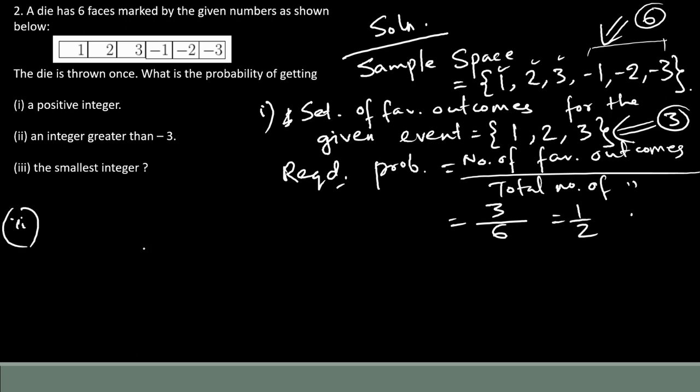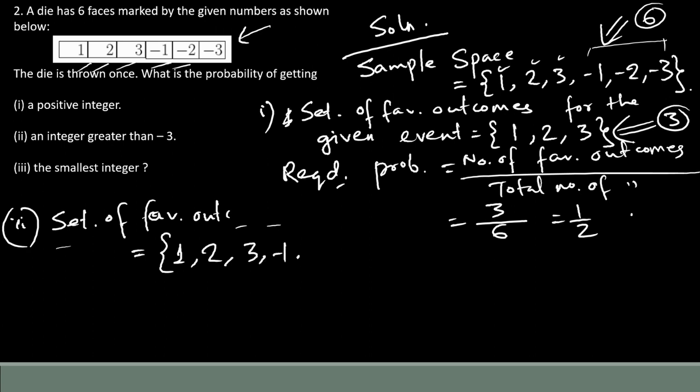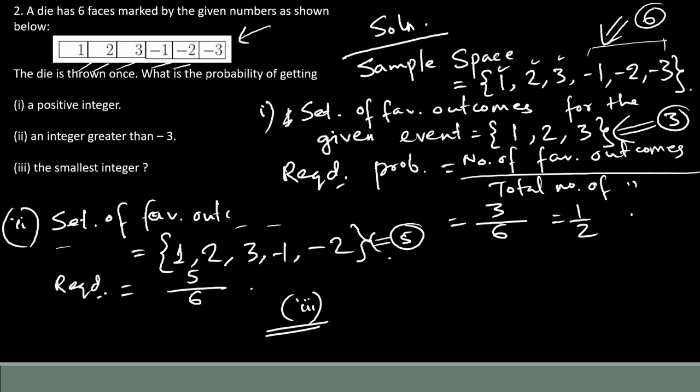So number 2, an integer greater than minus 3. So the set of favorable outcomes, what is it? Just write entirely. An integer greater than minus 3. So basically an integer which is greater than minus 3 will be minus 2, minus 1, 3, 2, 1. Right? All the other ones except minus 3. So this is your favorable outcome set. So required probability will be number of favorable outcomes, which is 5 in this case, and total number of outcomes, which is 6. So it will be 5 by 6. Right? Hope you're getting the point, right?